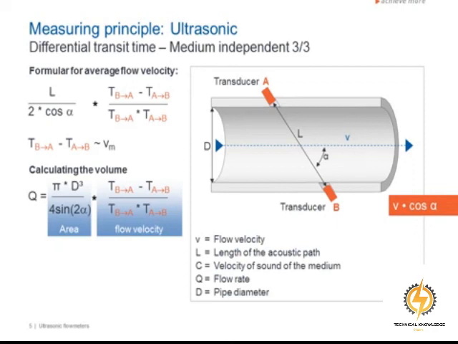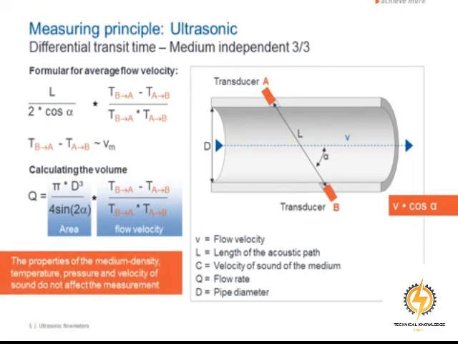These formulas confirm what we've already seen, that is, that the characteristics of the medium do not affect the measurement. These characteristics include density, temperature, pressure, and the velocity of sound of the medium.